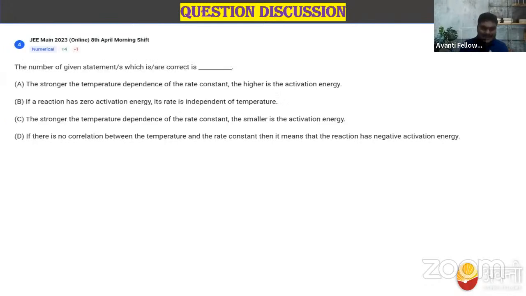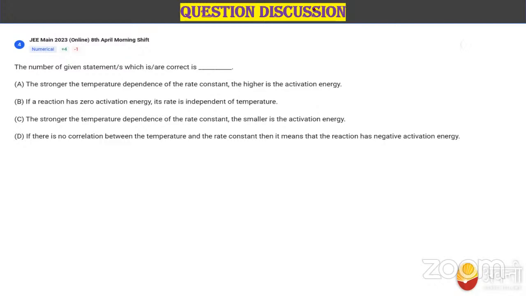Now the next question is, that is the number of given statement which are correct. So you have to identify the correct statement. So I will give you 5 seconds till I take some water. So within this 5 seconds, you have to tell me the correct answer for this question. फटाफट जल्दी से, जल्दी जल्दी बताओ फटाफट.